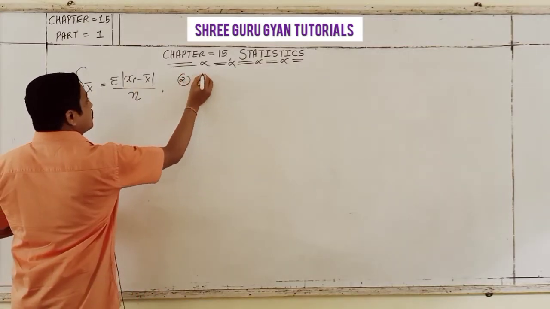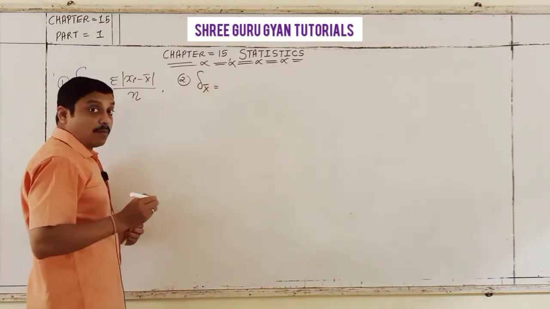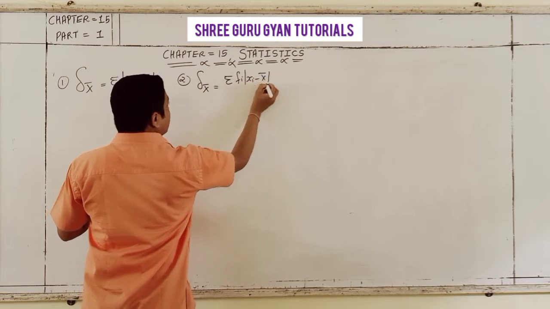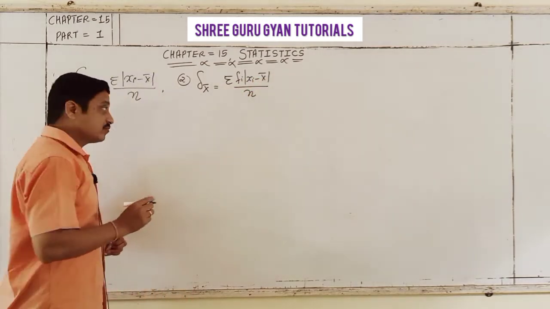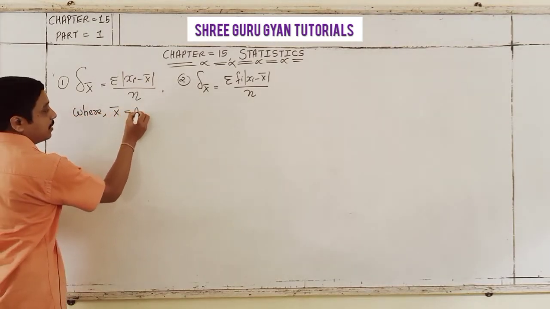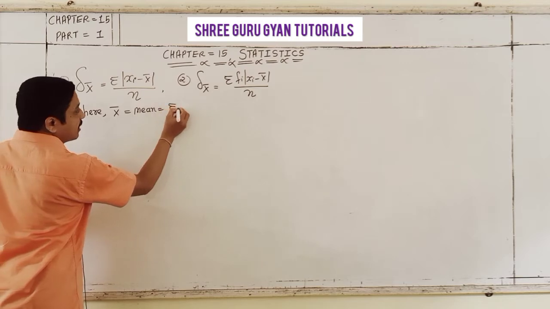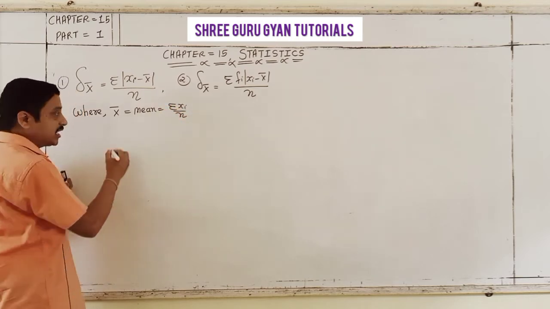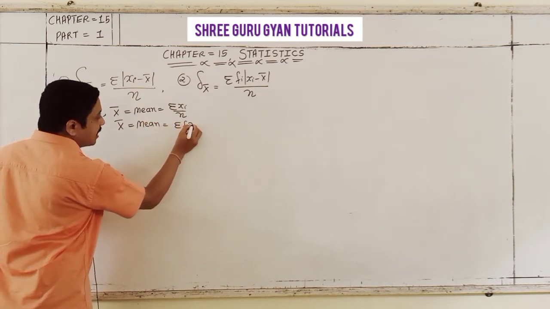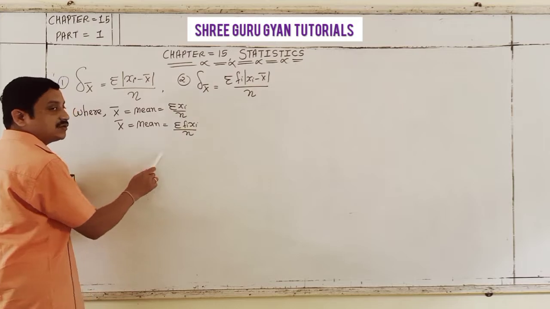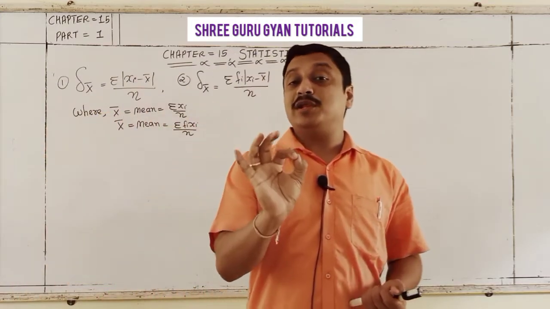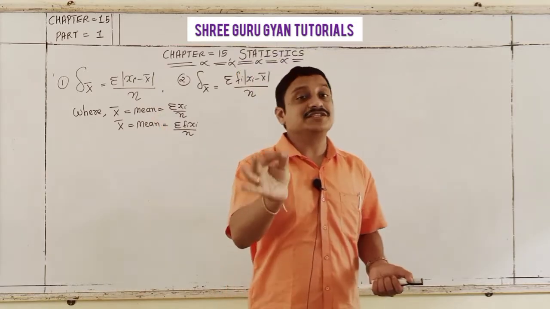The second formula, mean deviation about the mean, is sigma fi |xi minus x bar| upon n, where, students, x bar is the mean, meaning sigma xi by n, or sometimes you use the mean formula sigma fi xi by n. Now students, I will start our exercise 15.1, related only to numericals for mean deviation about the mean.